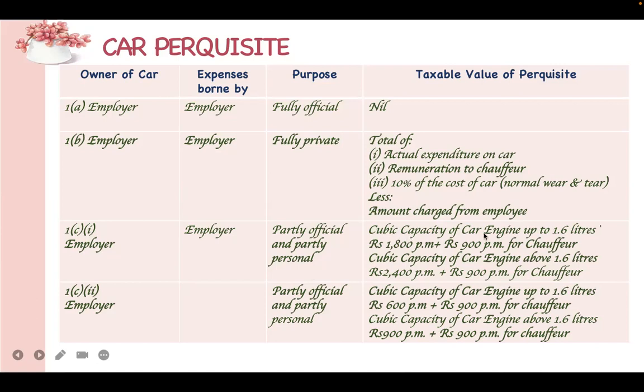if the car engine capacity is up to 1.6 liters, 1,800 per month plus 900 for the driver. And if the cubic capacity of the car is more than 1.6 liters, 2,400 per month plus 900 per month for the driver. If the owner of the car is the employer, expenses are borne by the employer, and it is partially used for official purposes, it is 600 per month if the cubic capacity is up to 1.6 liters, plus 900 for the driver. And if the car capacity is more than 1.6 liters, 900 per month, plus 900 for the driver.